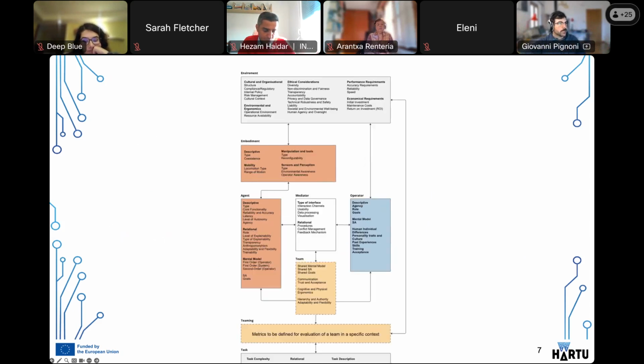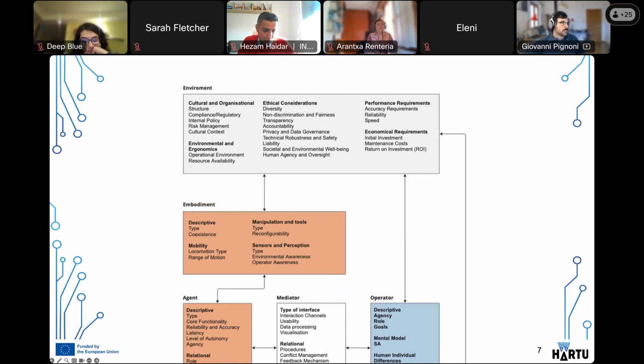So let's look a little bit deeper at each block. First, I would start from the environment. The environment, as the name suggests, is about collecting information on where the team will be deployed. But this is not only physical information, it's not only about the ergonomics and location in a factory, it's also about the cultural organization of the company, for example, internal policies, but also the ethical and legal framework we might have to work within. And as you can imagine, this is quite important, especially now that there are new regulations, the AI Act, that will increasingly regulate how we introduce AI systems.